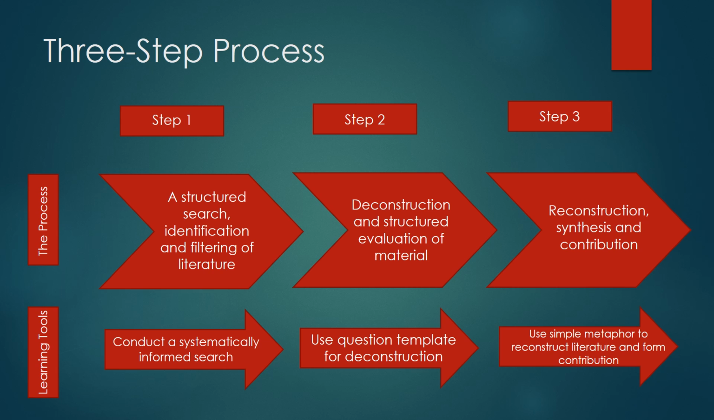Gibson. So if you look at the bottom row of the arrows, these are the learning tools. So this is essentially what the three-step process is. We're going to conduct a systematically informed search of the literature. When we're through with that, we're going to use a question template to help us deconstruct the information in those articles. And then finally, I'm going to give you a simple metaphor to help you reconstruct the literature and then form the contribution that this literature gives you.